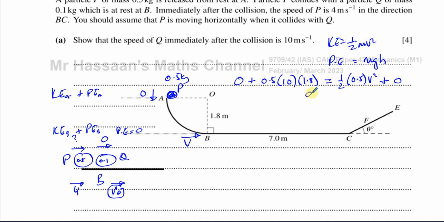Okay, so you have 9 equals a half times a half, which is a quarter v squared. So you're going to have 36 equals v squared. Therefore, v is equal to 6. Okay, so we know that this is 6 meters per second when it reaches here.